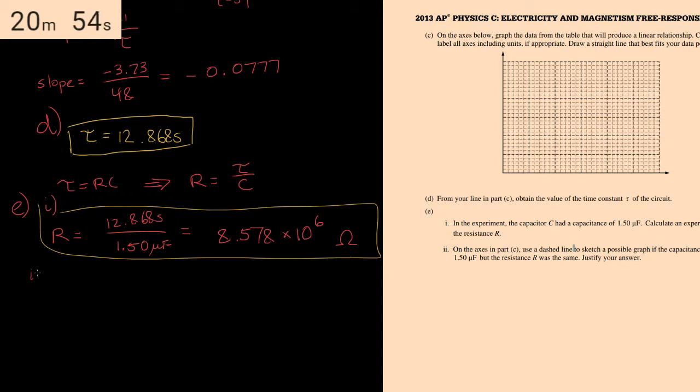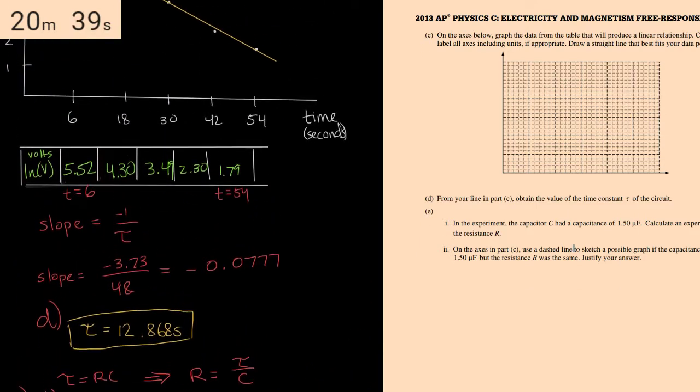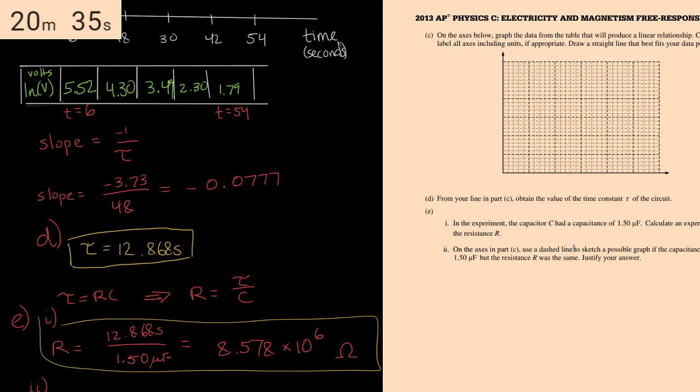Moving on to part II. On the axes in part C, use a dashed line to sketch a possible graph if the capacitance was greater than 1.5 microfarads, but the resistance was the same. Justify your answer. Remember, the slope is -1 divided by the time constant. So it's saying, hold the capacitance, increase R. If we hold the capacitance and increase R, that's going to say that tau is going to get greater.